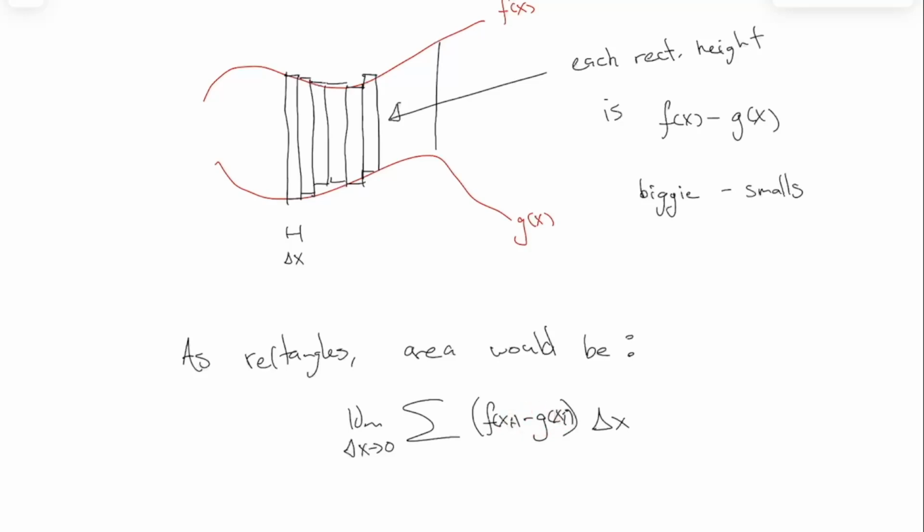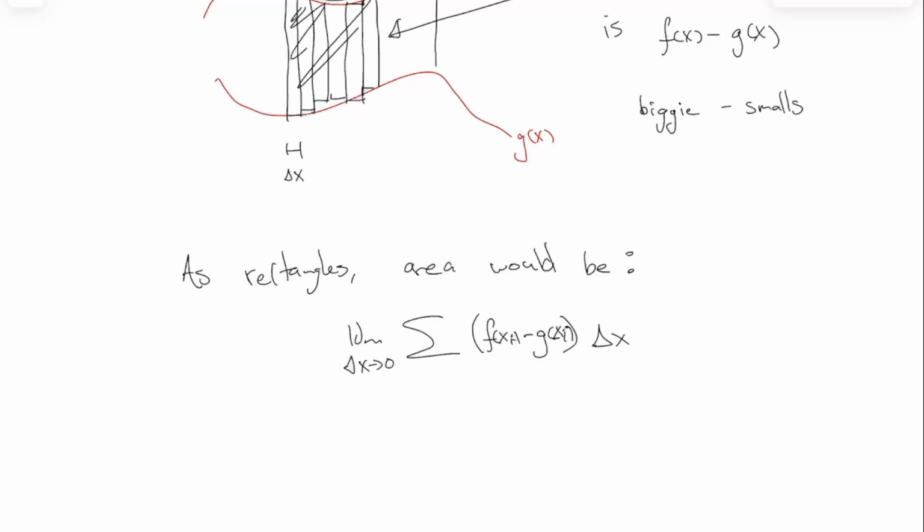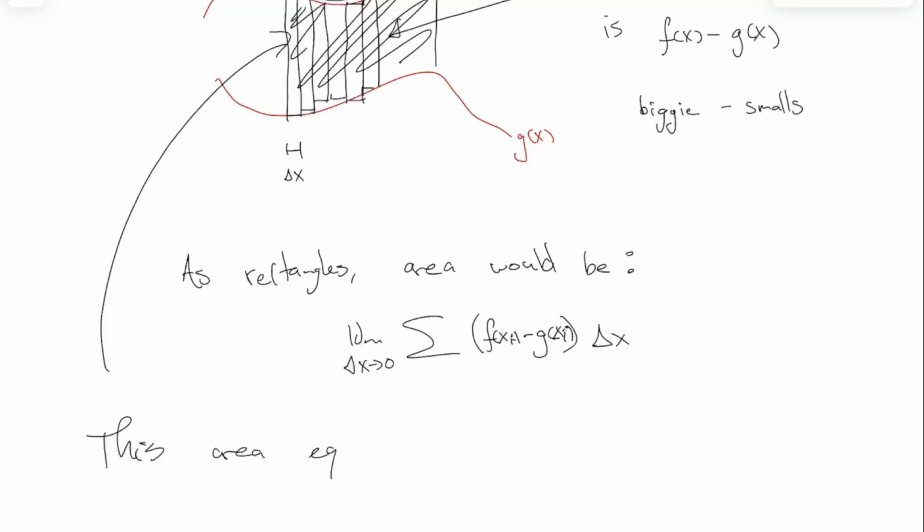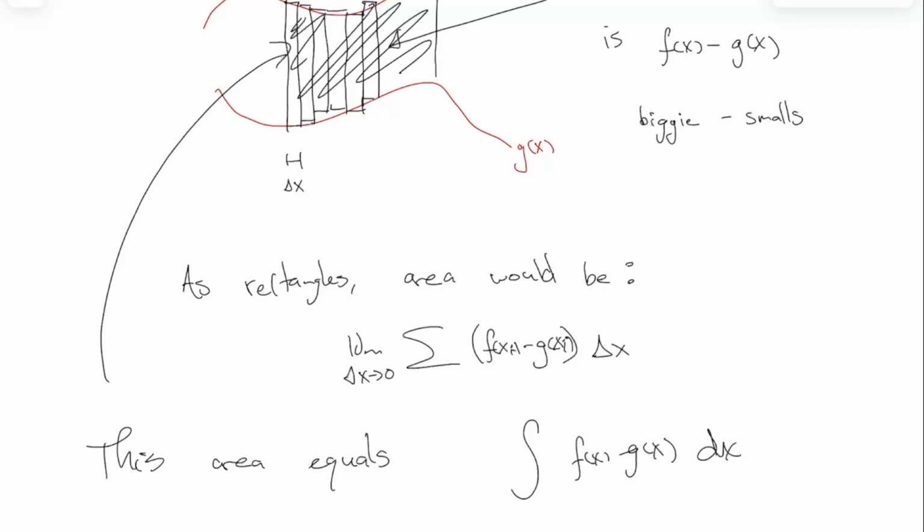function right there. And so the upshot to all of this is that this shaded area here equals the integral of f of x minus g of x dx. I guess I don't really want that parentheses there. Where the integral, of course, is a definite integral. If I'm looking at the range of x values from a to b, then this would be the integral from a to b.